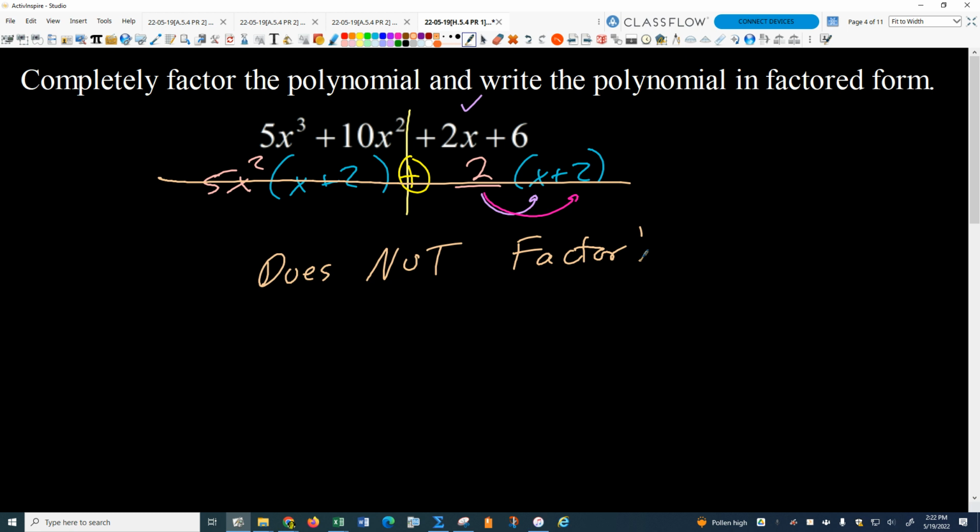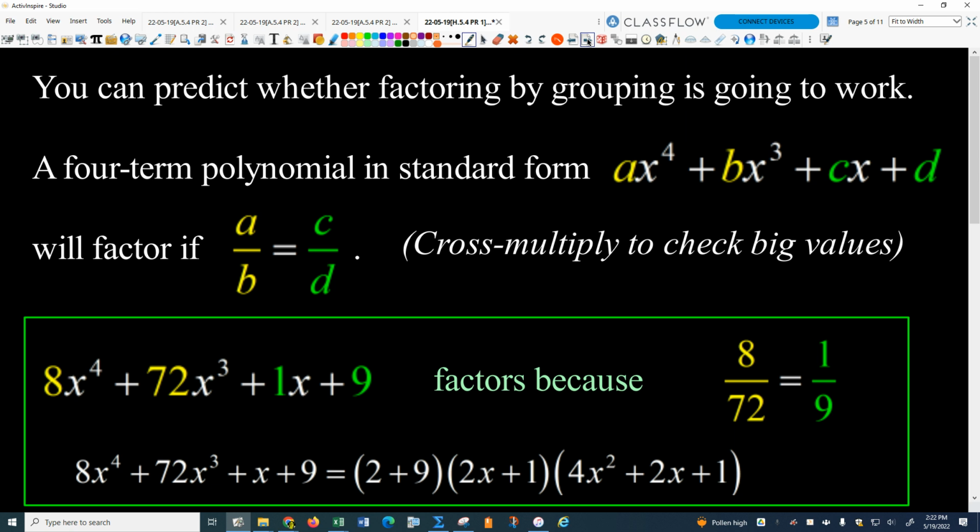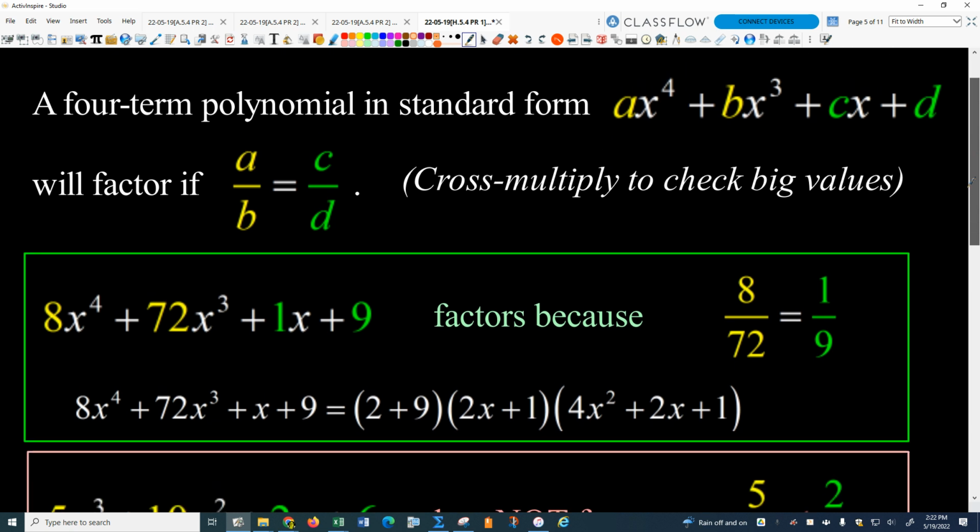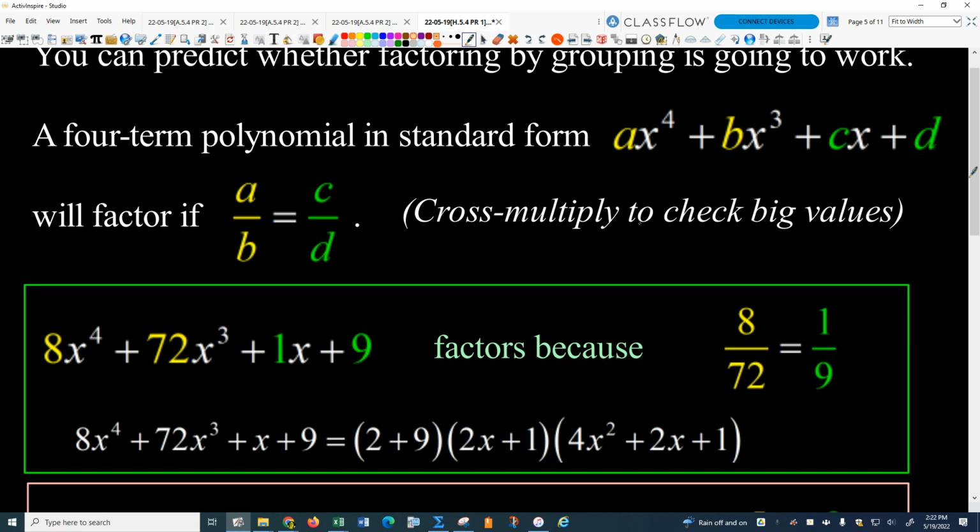Okay, here it is. All you have to do, you can quickly check right away just by inspecting to see if factoring by grouping is going to work for a 4-term polynomial. If you write the polynomial in standard form, from big powers of x to small powers of x, and you look at the 4 coefficients in the 4 terms, call the first one a, second one b, third one c, fourth one d. In order for grouping to work, the ratio of a divided by b would have to be the same as c divided by d.